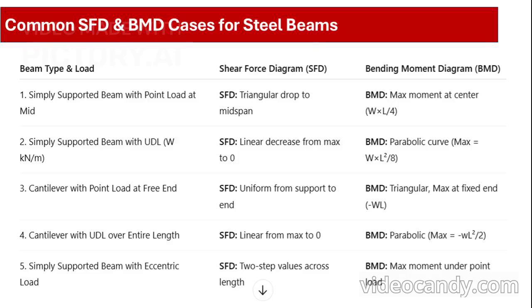For a uniformly distributed load, UDL, the SFD is a straight line, and the BMD forms a parabolic curve with the maximum moment at the center as WL²/8. In cantilever beams, the SFD and BMD are highest at the fixed end, with triangular and parabolic shapes, respectively. The maximum bending moment always occurs where shear force is 0. Practicing these basic cases helps in quickly solving numerical questions under exam conditions.